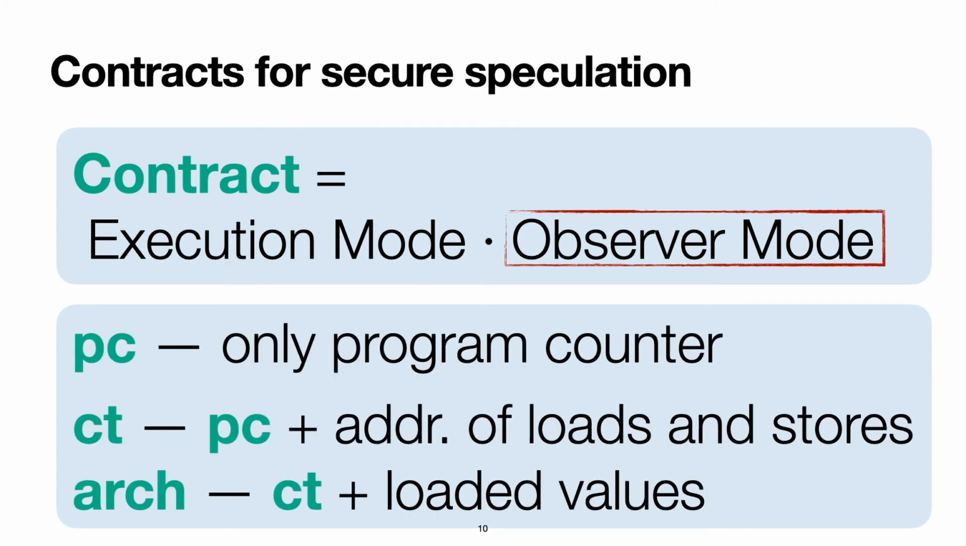As for observer mode, which describes what information is disclosed during the execution, we consider three variants. The PC mode discloses changes to the program counter during execution. The CT mode additionally discloses the address of memory operations, and it captures the standard constant-time observer often used when reasoning about the absence of side channels in cryptographic code. Finally, the ARC mode additionally discloses the values loaded from memory. As a result, this mode effectively discloses the values of all registers during the execution.